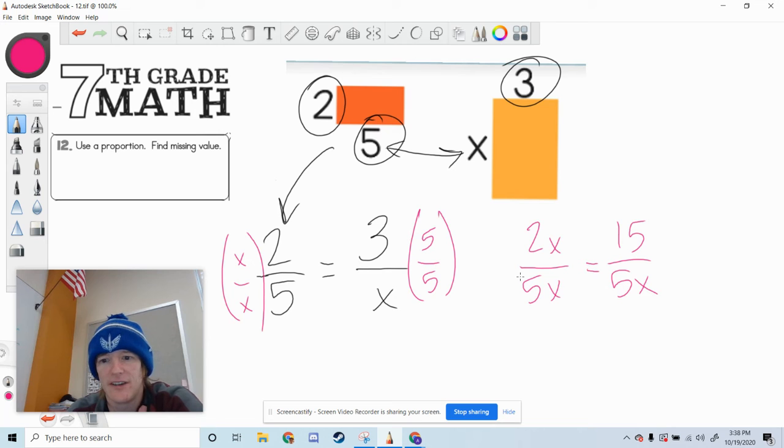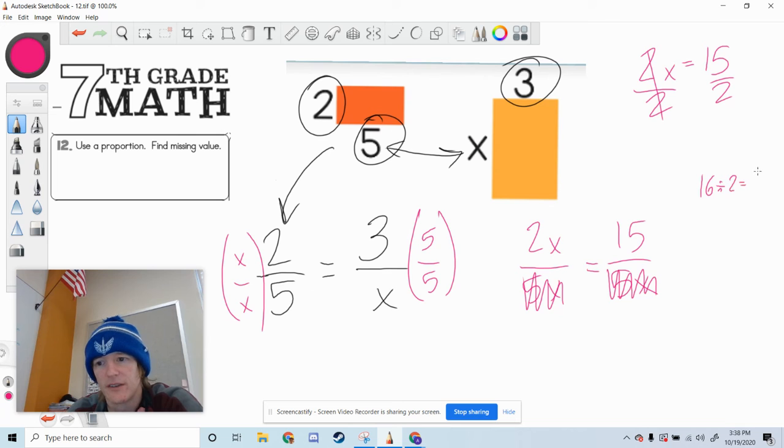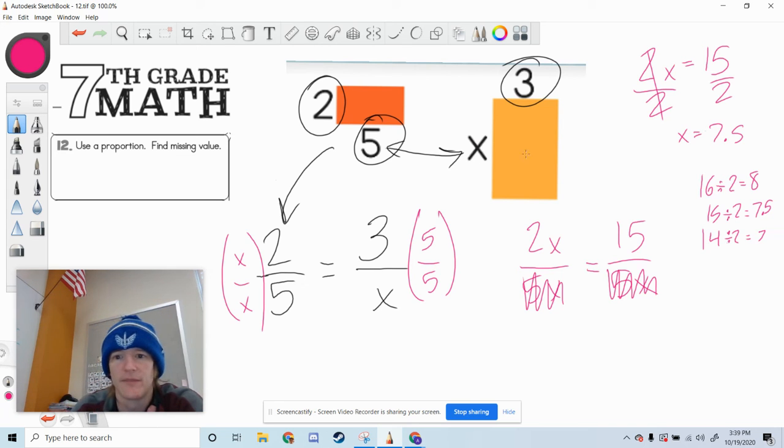Now, if these are both over 5x, it doesn't really matter. Now I know my numerators have to be equal to each other. So I have the equation 2x equals 15. Now, in order to solve for this, to get rid of this 2, this is 2 times x, so I need to divide by 2. Now that's 1, but I've got to do it to both sides. 15 divided by 2, well, I know 16 divided by 2 is 8, and I know 14 divided by 2 is 7. So 15 divided by 2 is going to be 7.5. So x equals 7.5.